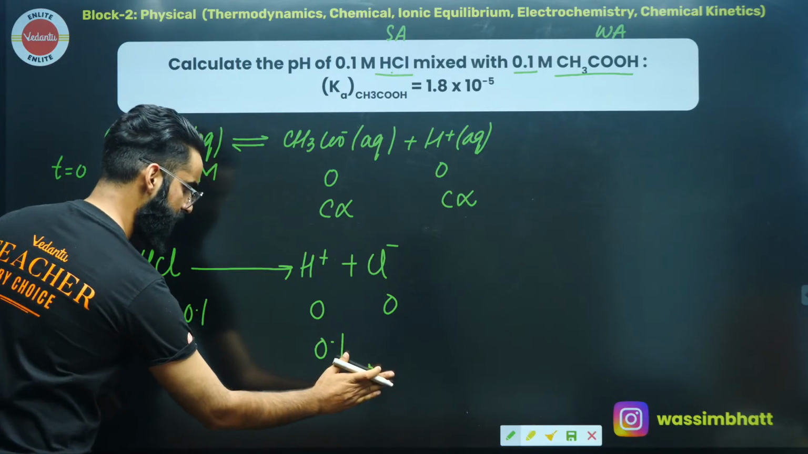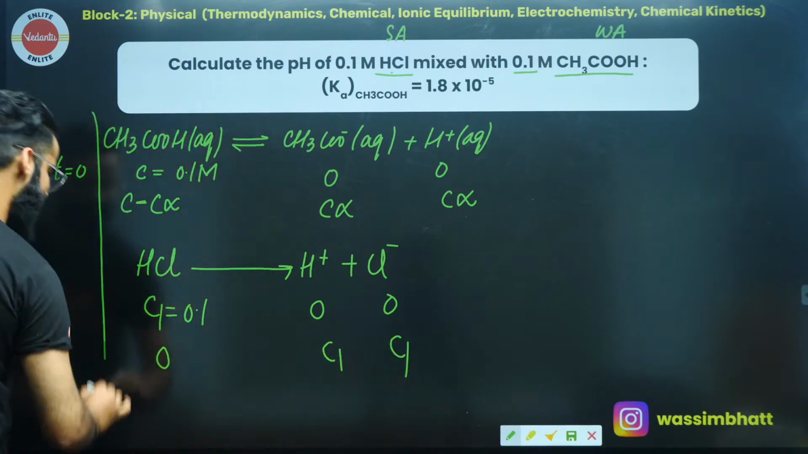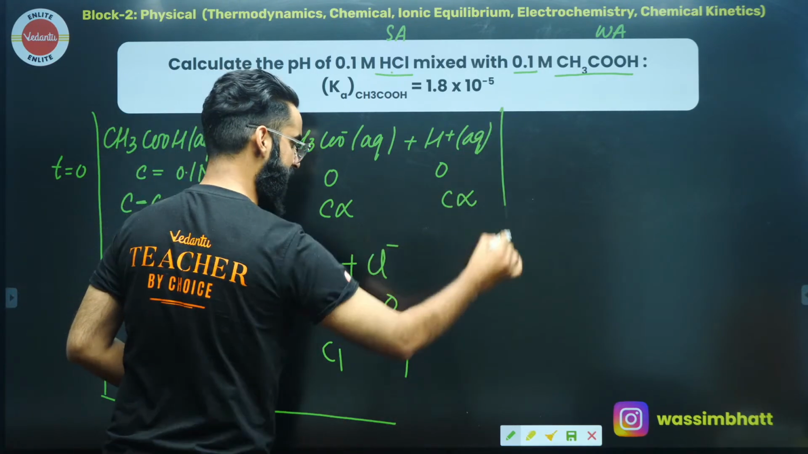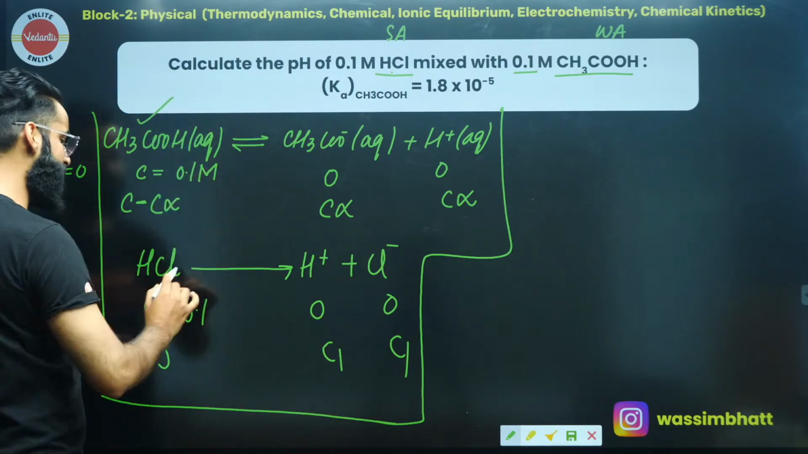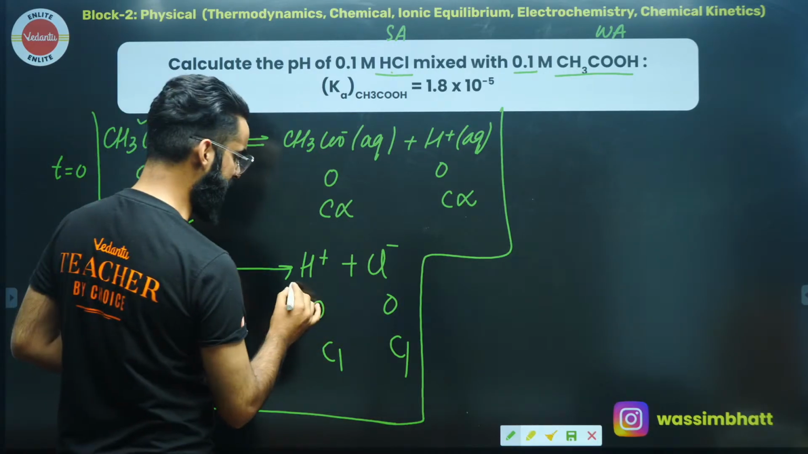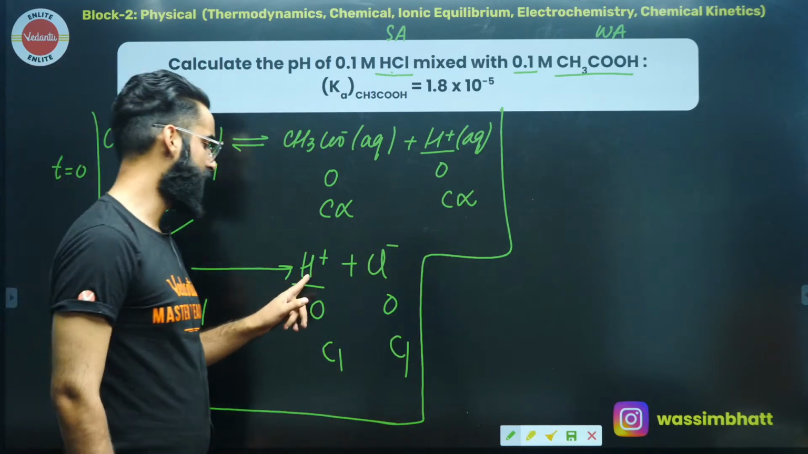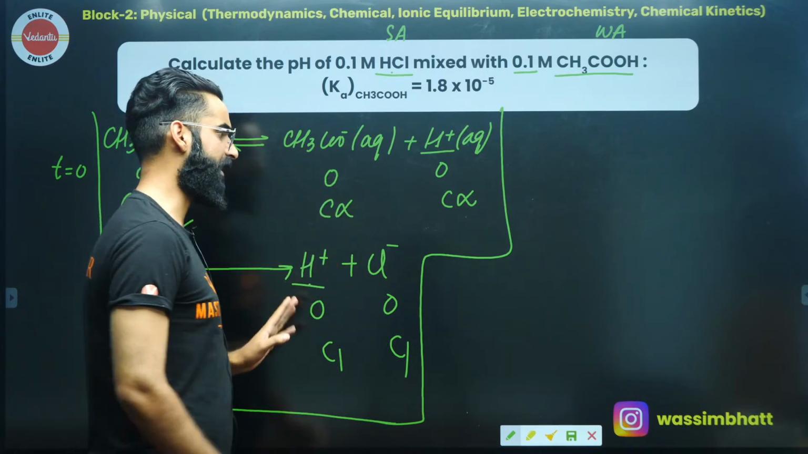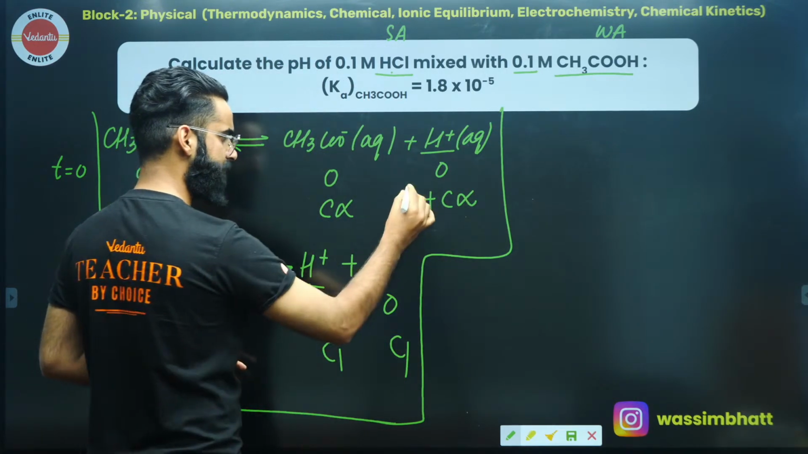Sorry, let me not write 0. This will be C1 and this will be C1. Now we will have a look exactly. In the same container, we have got a weak electrolyte and a strong electrolyte, and both the electrolytes are having one ion in common. What is that? One common ion, H positive. If I ask you, what is the net H positive ion concentration then? It is C alpha plus C1.